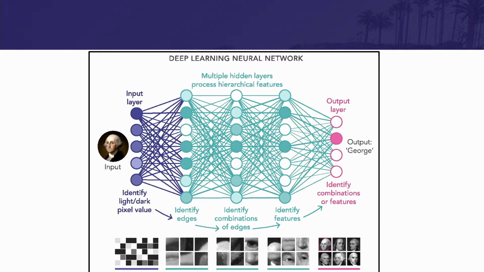So here's an example of a deep learning neural network. You take a picture of a random president. You identify from pixels on the left at the bottom the light and dark pixel values. These are put into a new layer that basically focuses on identifying edges. These go into the next layer to identify combinations of edges and shapes. The next layer identifies features like noses, eyes, mouth, chin, and those are all put together to identify combinations and select which president this is. In this case, it identifies George Washington.